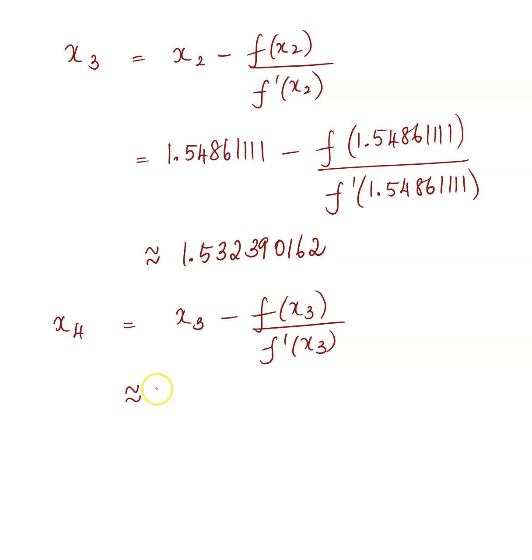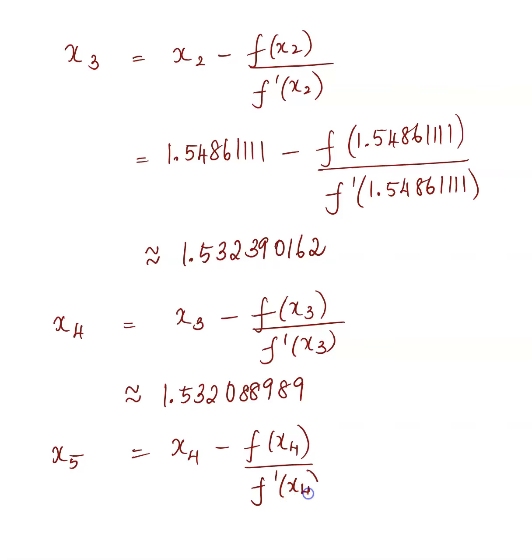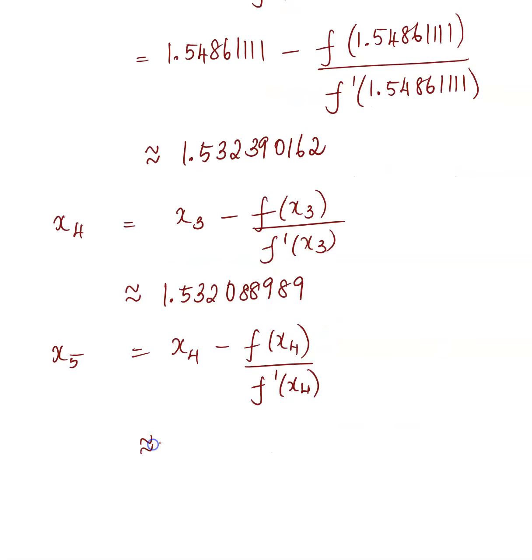And this comes out to be approximately 1.532088989. x5 will be x4 minus f of x4 over f prime of x4. That gives us 1.532088886. Okay. Is there something you notice? As we were kind of done with the problem, we found all the values, but they asked us to find the root, using these values.